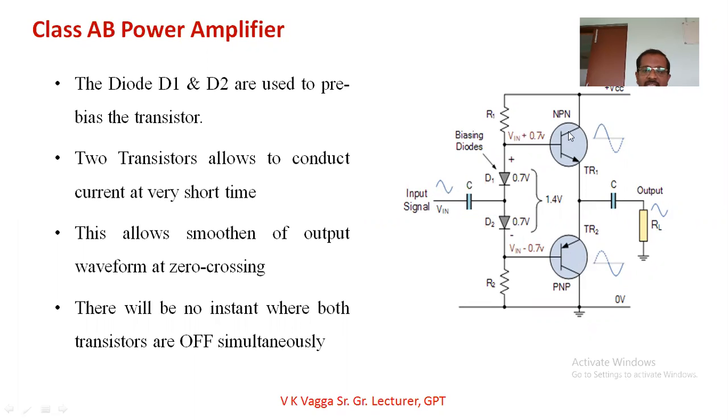complementary push-pull. In this case also it is going to make use of the same: the upper part makes use of the NPN transistor, and the lower part makes use of the PNP transistor. And in this case, the arrangement of the circuit is the same as that of the complementary push-pull, but the extra thing it makes use of is two diodes here.